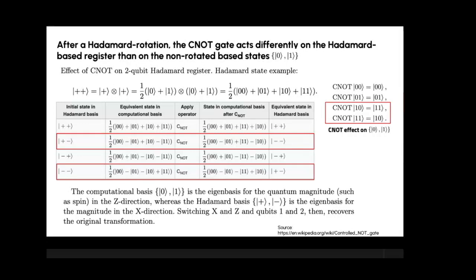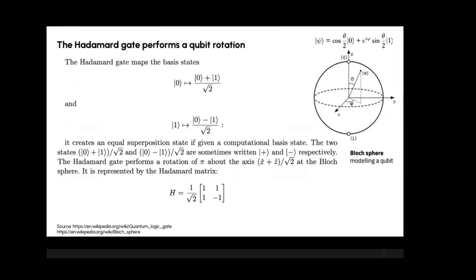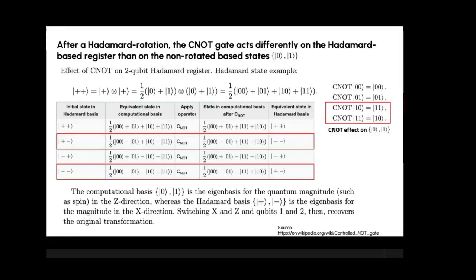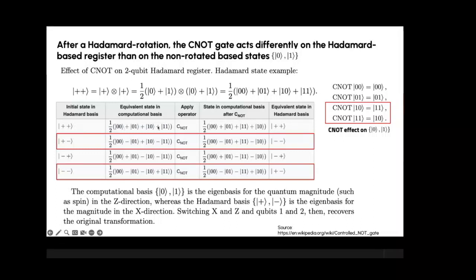Now, if we do a Hadamard rotation first, and then the CNOT gate acts differently on the Hadamard-based register than on the non-rotated base states 0 1. So here I have now put my 2 bits, which were originally 0 1, into a Hadamard state, which is this state in the computational basis, 1/2 times 0 0 plus 0 1 plus 1 0 plus 1 1. Here's the second one, which is this, and the third one is in the 4.